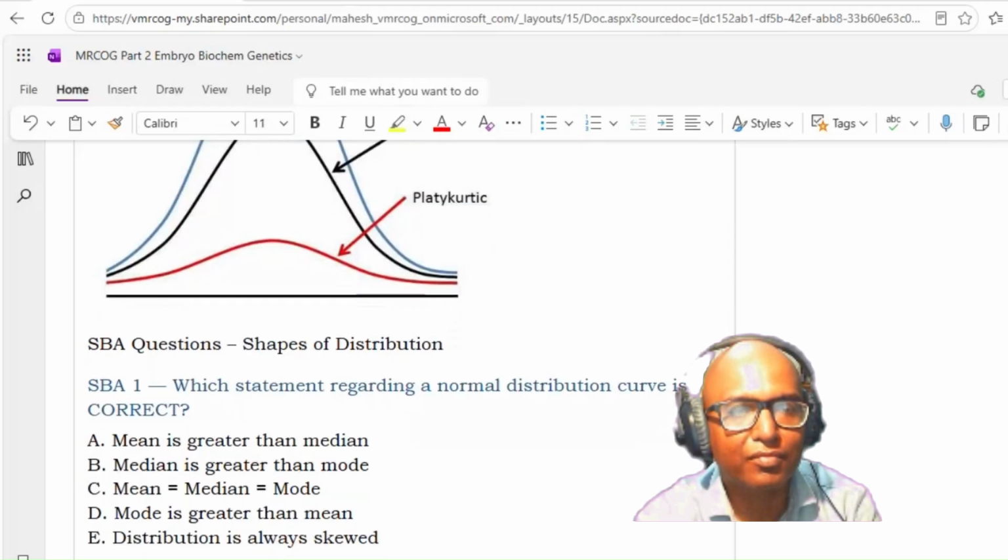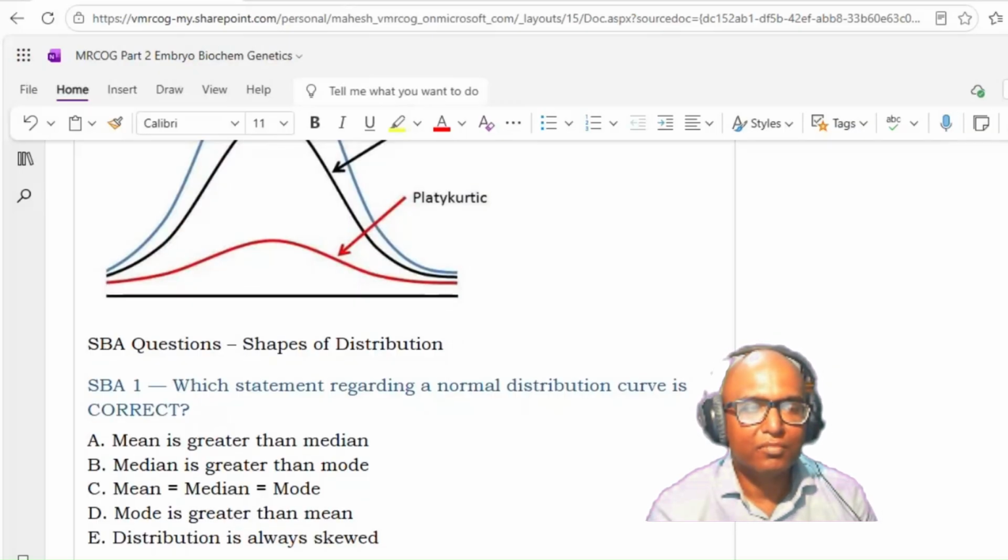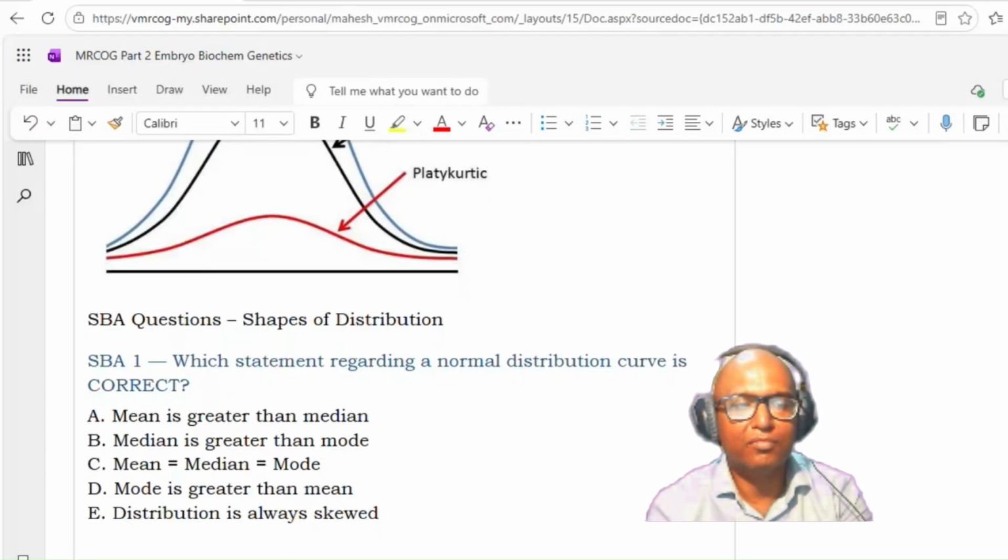Question number 1. Which statement regarding the normal distribution curve is correct? A. Mean is greater than median. B. Median is greater than mode. C. Mean is equal to median is equal to mode. D. Mode is greater than mean. And E. Distribution is always skewed. So the answer is C, mean is equal to median is equal to mode. Correct.